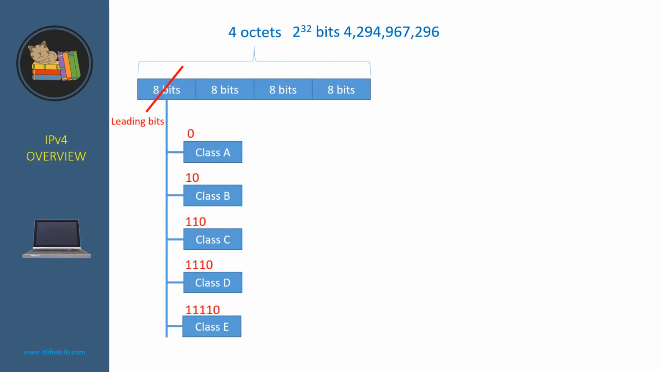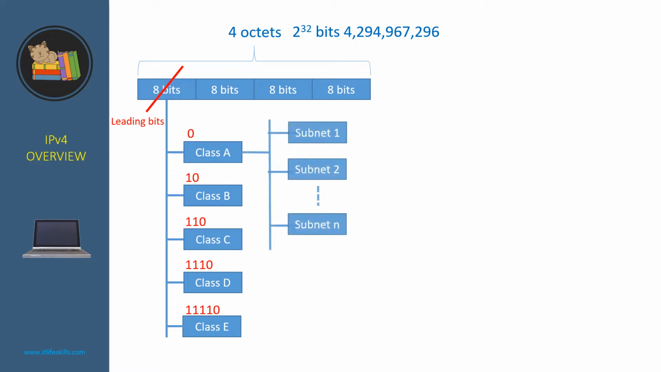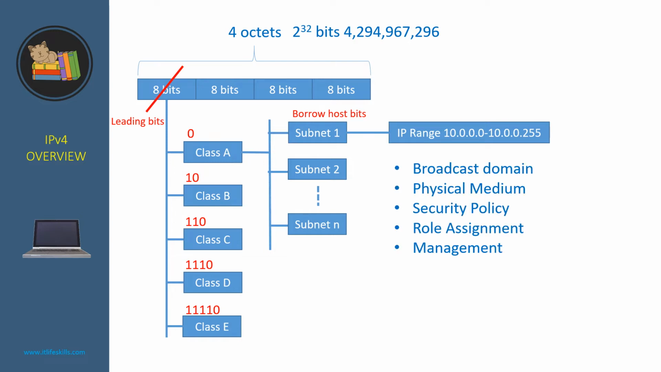Using the classful network is not so practical, so we have to divide the network into multiple subnets by borrowing the host bits. From there, we can figure out the IP range for each subnet. There are many reasons for subnetting. Here are a few. The broadcast domain: the smaller the broadcast domain, the more efficient that network is.